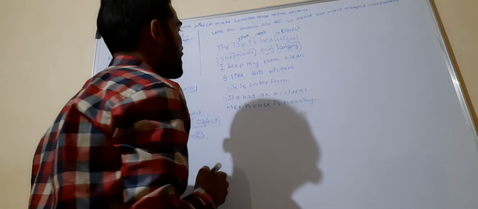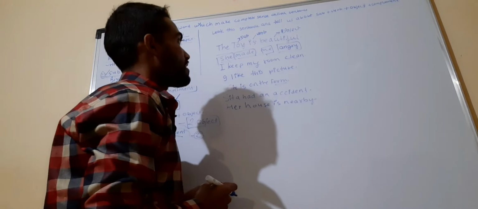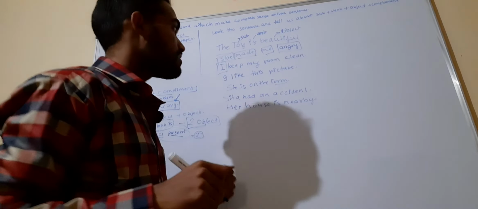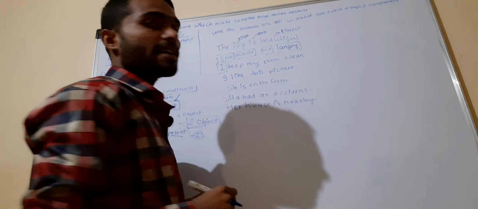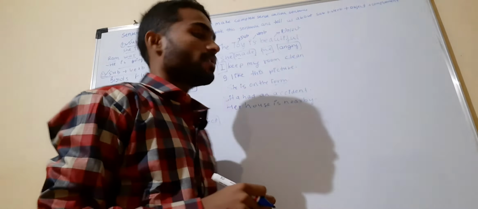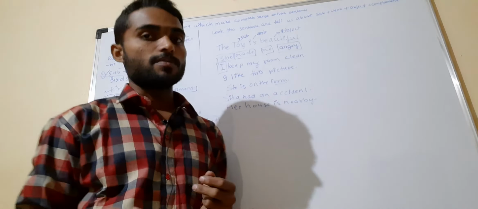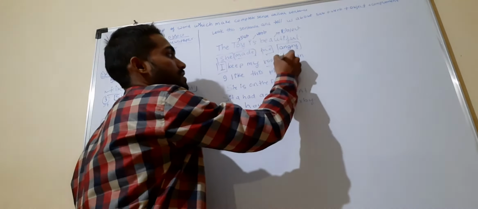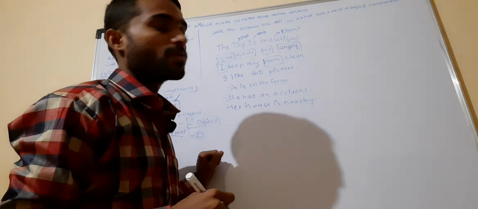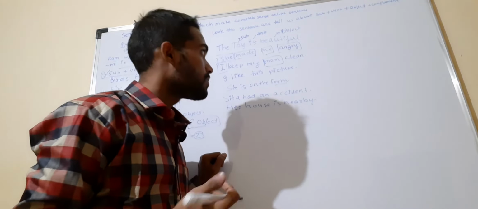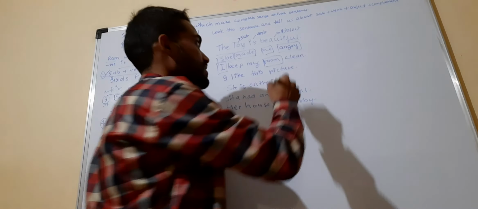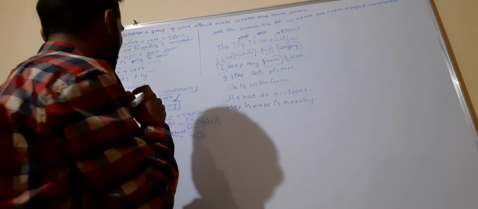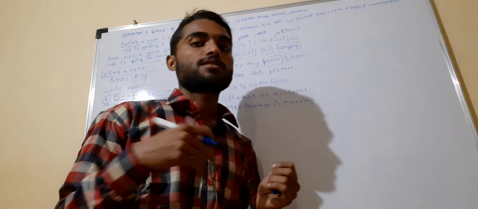Now the next sentence: I keep my room clean. So I is the subject here, and keep is the verb. I keep my room clean. Room is generally the object here, and clean is also an object. So we can say here are two objects. So this is something like subject plus verb plus object plus object.